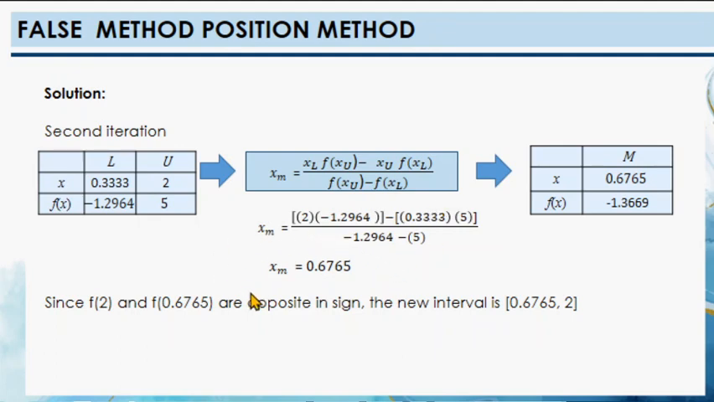So, dito, ang x sub m natin is 0.6765. So, dahil meron na tayong x sub m, makakapag-solve na tayo ng f of x sub m, which is negative 1.3669. So, again, since f of 2 and f of 0.6765 are opposite in sign, the new interval is 0.6765 and then 2. So, dito class, mas madali itong sundan kung magsosolve din kayo ng sarili nyo.